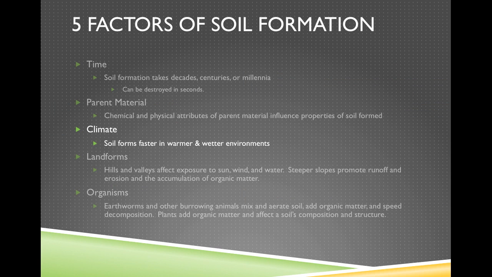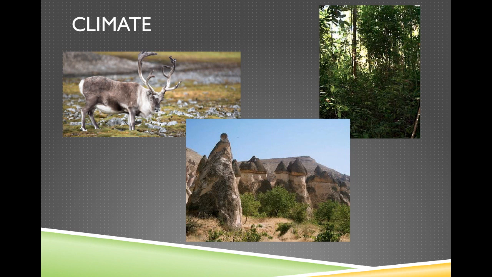Climate. Soil forms faster in warmer and wetter environments. Soils will develop more slowly in the tundra, upper left picture, than in the rainforest, upper right. Soils develop slower in the southwestern United States compared to the rainforest due to the lack of water.